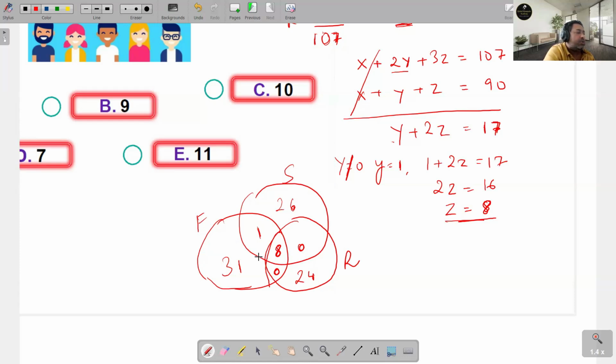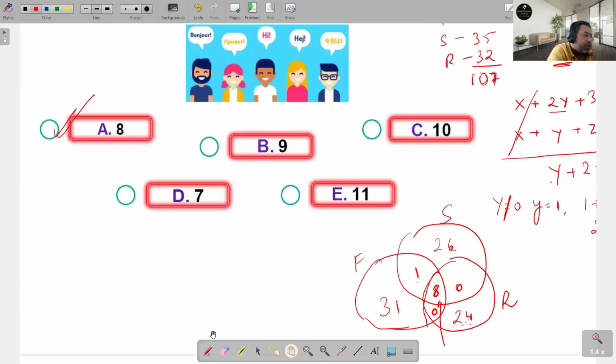Okay. So 31 plus 1 is 32. 32 plus 24 is 56. 56 plus 26 is 82, plus 8 is 90. Let me again do 32 plus 24, 56. And 26 is 82, plus 8 is 90. Yes, 90 students. So you see the maximum number of students who can learn all three languages will be 8. Is option A. I hope this one is clear.